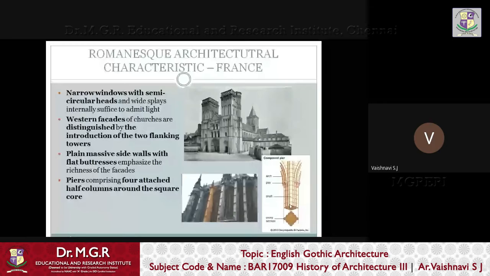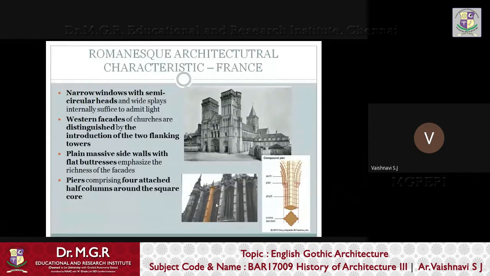And here they have given piers and arches being supported from here, and they had narrow sized windows. The windows were long but narrow, and they had semicircular heads, and it was there to admit light. So here you can have some glass openings so that you can have light.